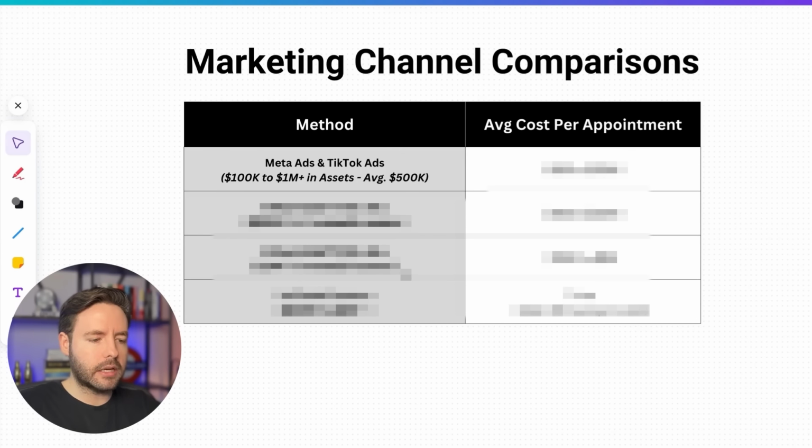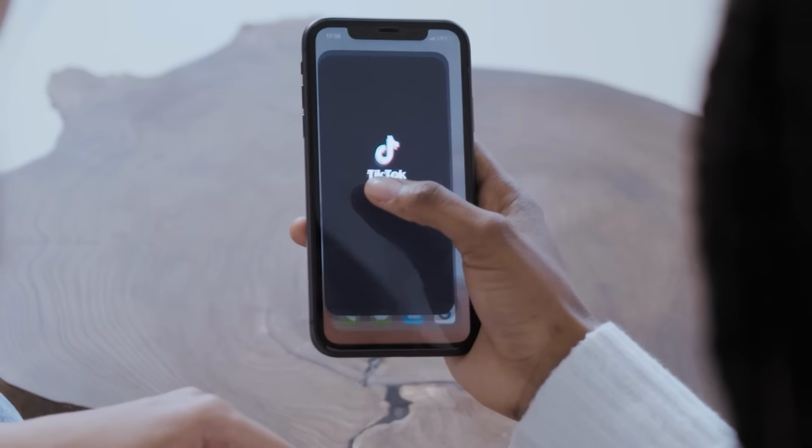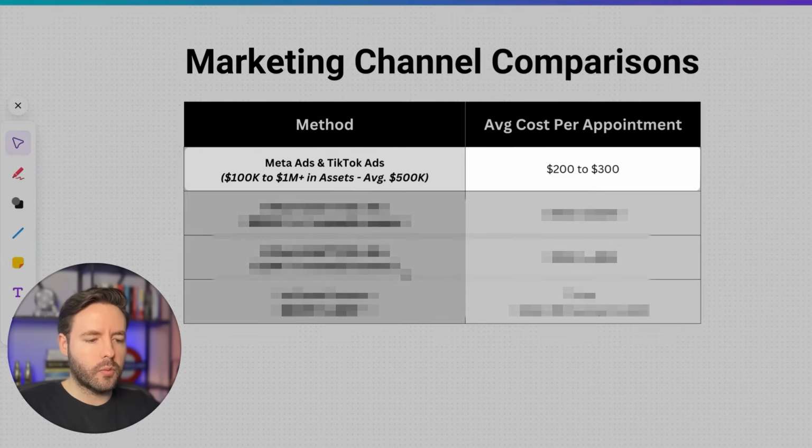So what we typically see is, if you're running ads, the ad channels that we use for our clients are Meta ads and TikTok ads. And yes, you can target an older demographic on TikTok ads. There's a way to target people only over the age of 55. A lot of people think it's just for young people, but no, you can target older ones. And for a lot of our clients, sometimes TikTok ads works even better than Facebook ads. It just depends.